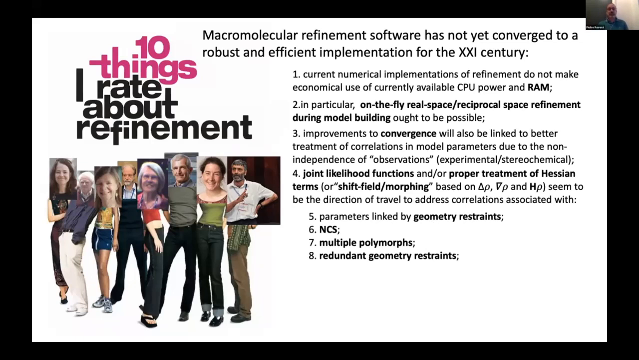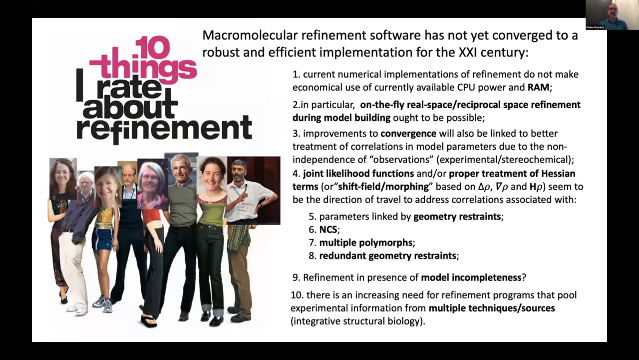And this will address problems that are caused by geometry restraints, redundant geometry restraints, non-crystallographic symmetry, multiple polymorphs, and so on. I've already mentioned incompleteness, and then the world is our oyster now with writing refinement programs against multiple data sources.